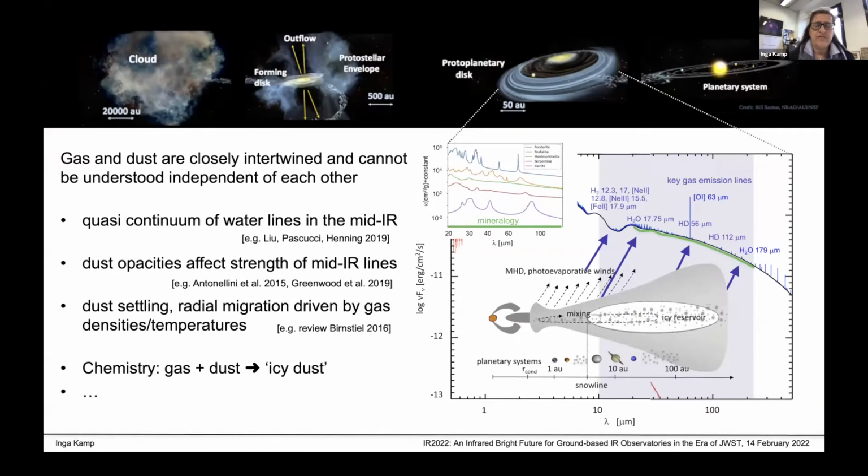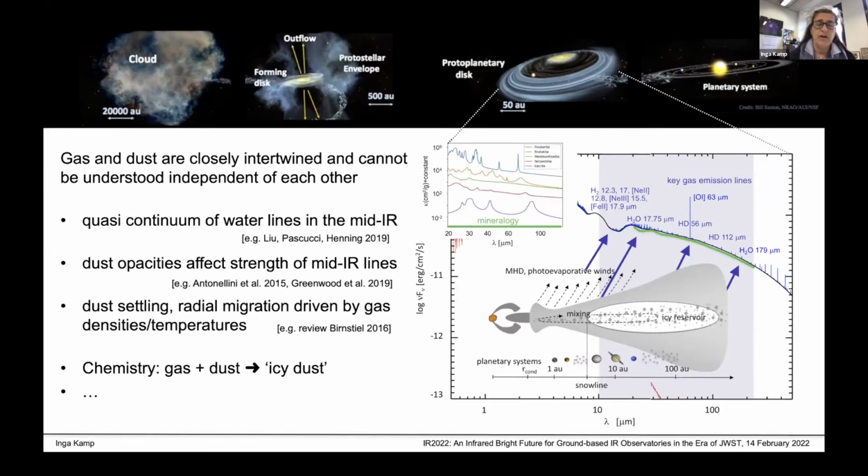In fact, what we see, and this is something that Matt already hinted at, is that in these planet-forming disks around young stars, gas and dust are very closely intertwined, and not only by radiative transfer. They cannot be understood independent of each other. I would like to take the next almost 20 minutes to convince you that this is really the case.